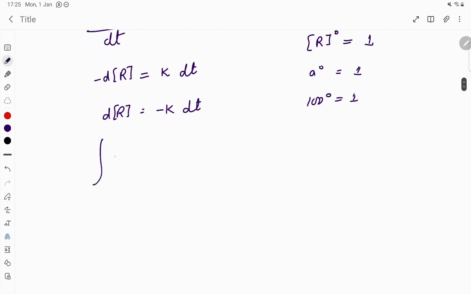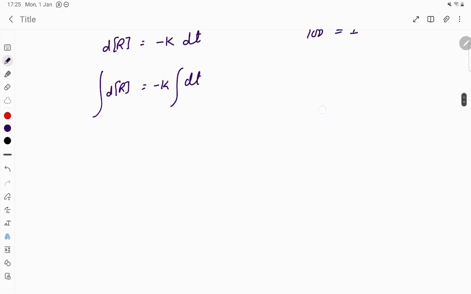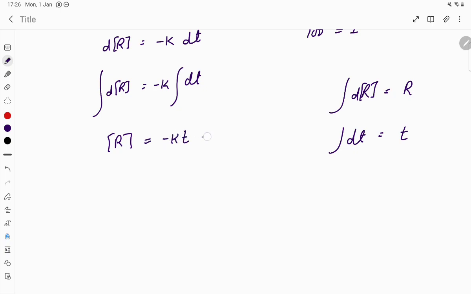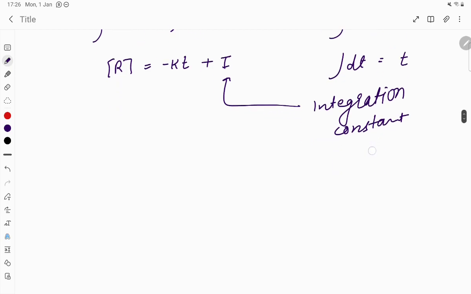Now integrate this: k is a constant, so it comes out of the integral of dt. On integration, the integral of dR is R, and the integral of dt is t. So R is equal to minus kt plus I. Here I is nothing but the integration constant.